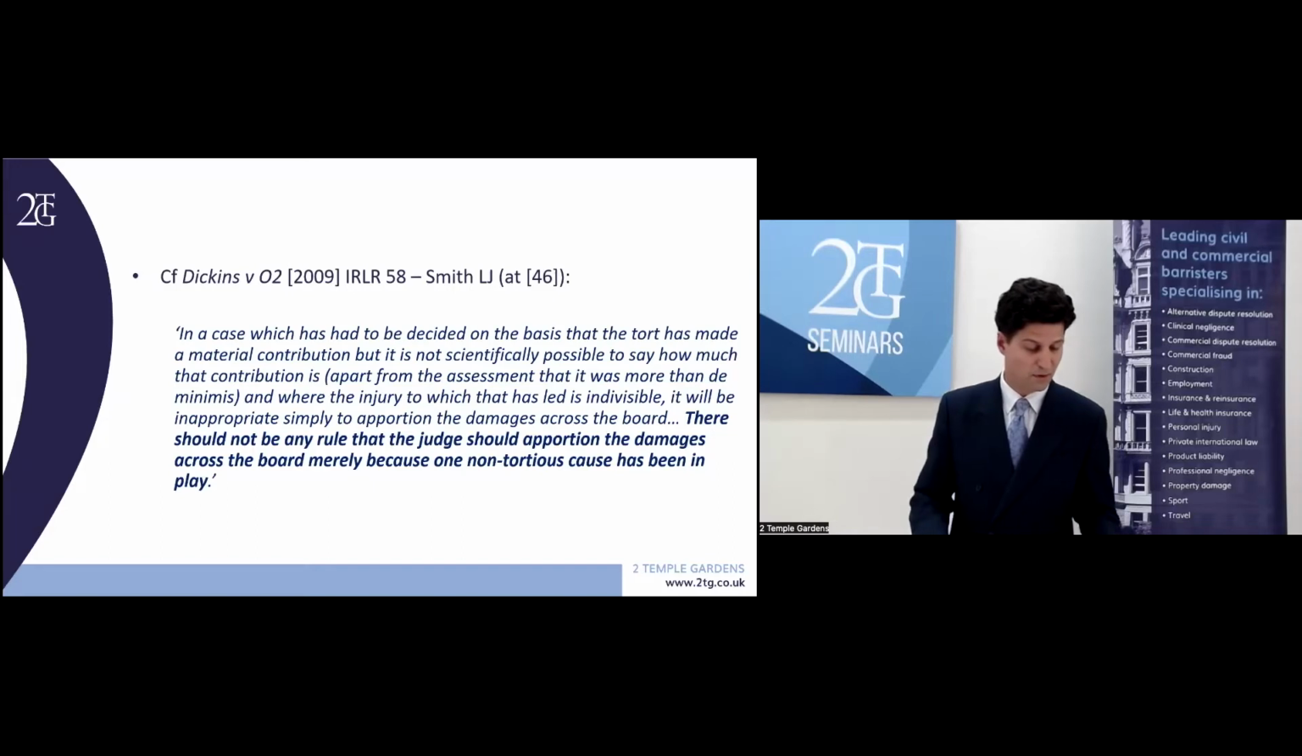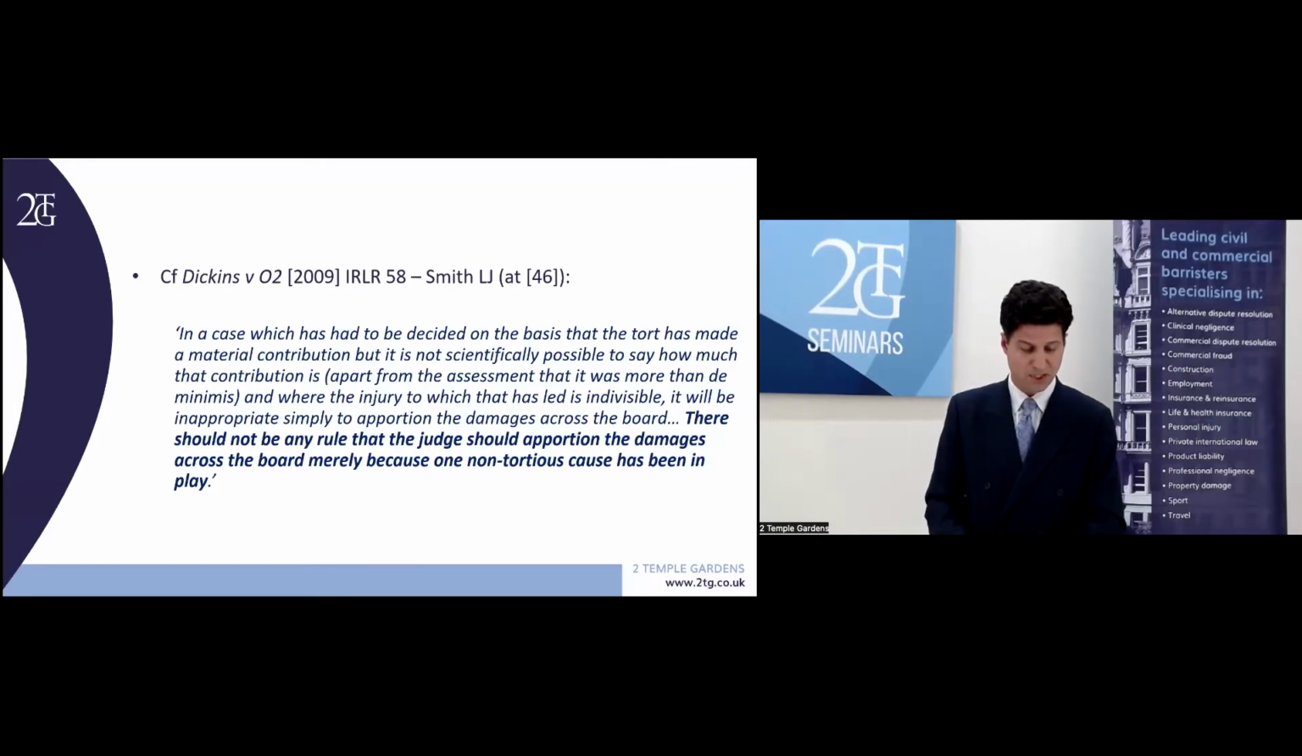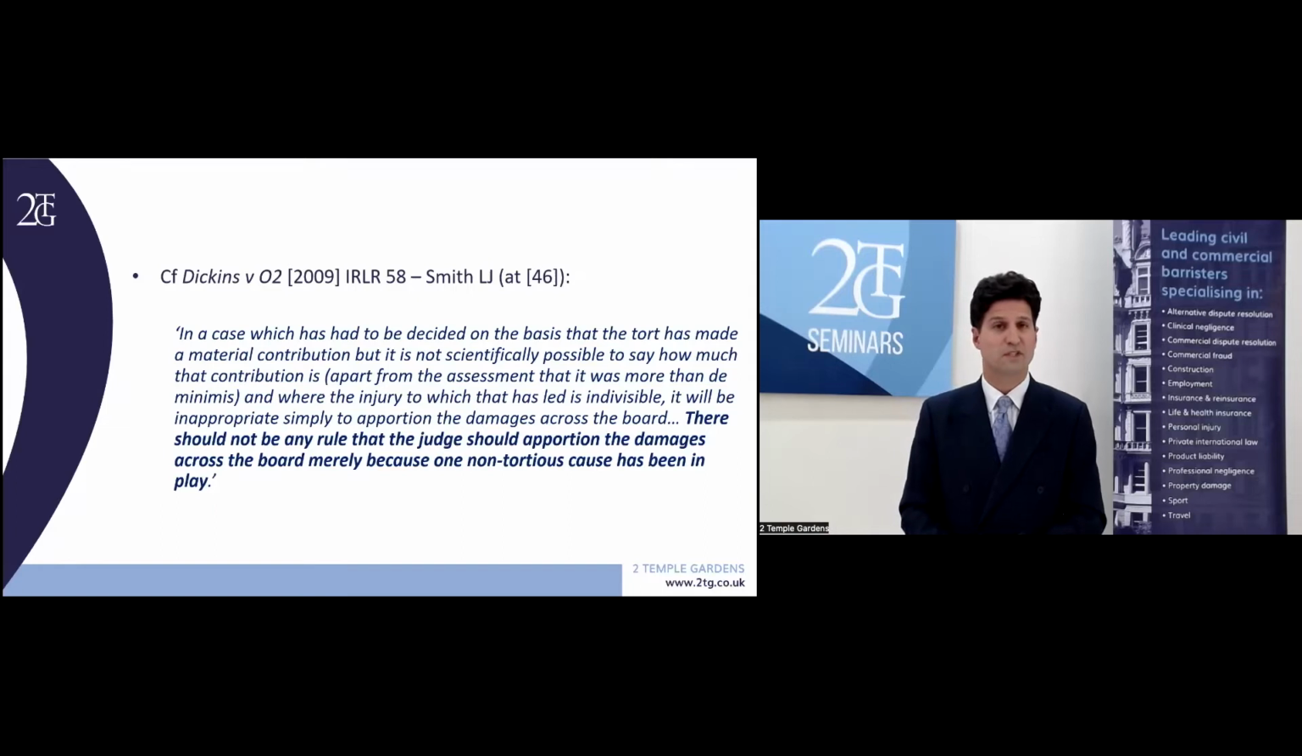Dame Janet Smith thought that was entirely the wrong way to look at psychiatric injuries, and in Dickinson 02 made her views very clear. She disagreed firmly with the starting point that psychiatric injuries are divisible, or that the harm should be apportioned. Her position was that psychiatric injuries are generally indivisible, and she thought it inappropriate in those circumstances to apportion damages where a material contribution has been shown. You see in the last part of the quote, there should not be any rule that the judge should apportion the damages across the board merely because one non-tortious cause has been in play.